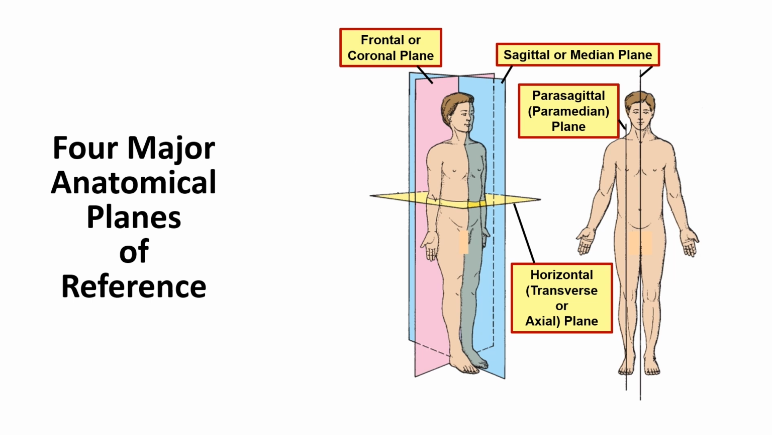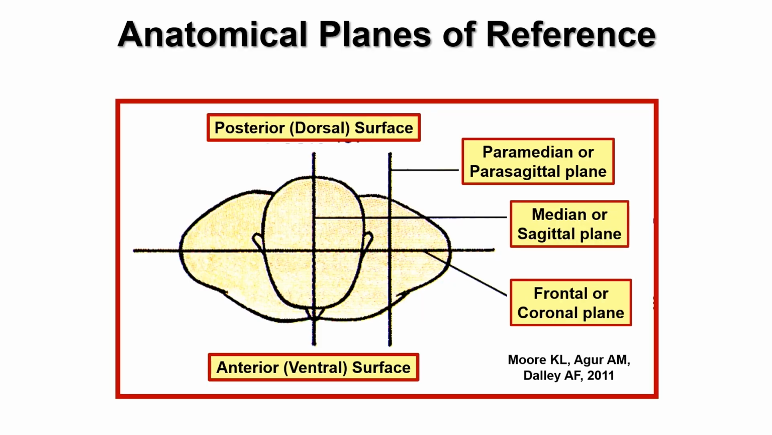Transverse or axial plane. This plane is horizontal and it is perpendicular to the sagittal and coronal planes and parallel to the ground. It divides the body into upper, superior, or lower, inferior sections. This figure shows the anatomical planes of reference from a superior view of the body.